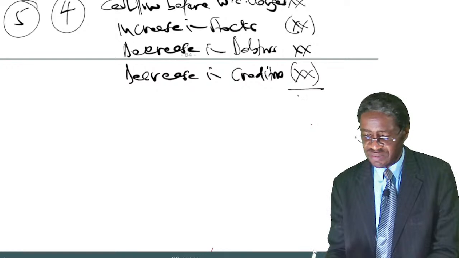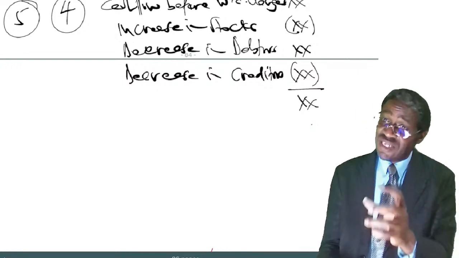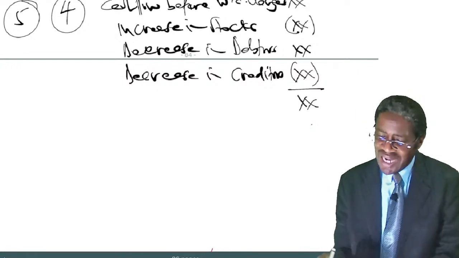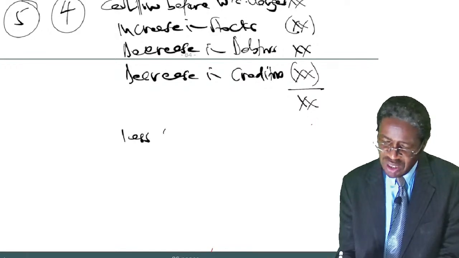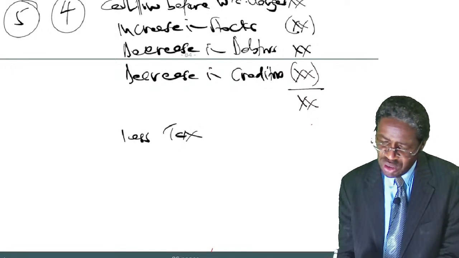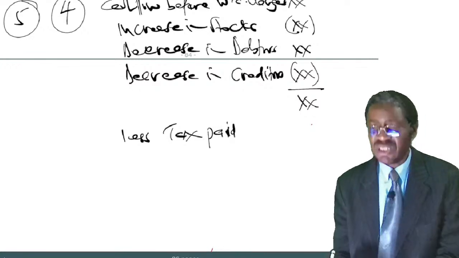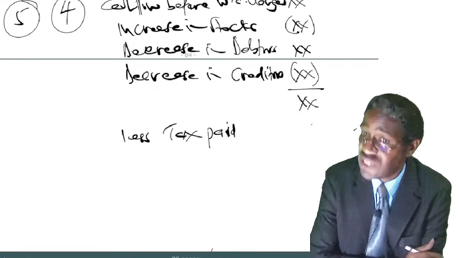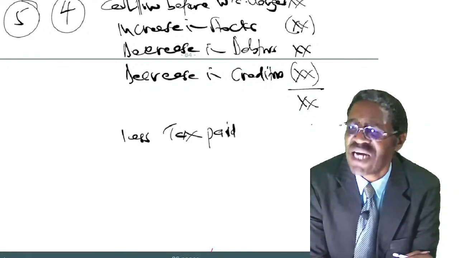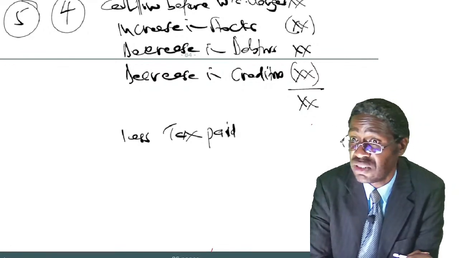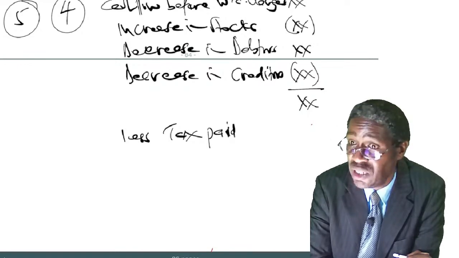Get the net. Once you get the net, now you come and deduct, I hope you still remember, what you used to call tax paid. Find out if they have not given you. It is something you have to calculate. How much tax did we pay this year?